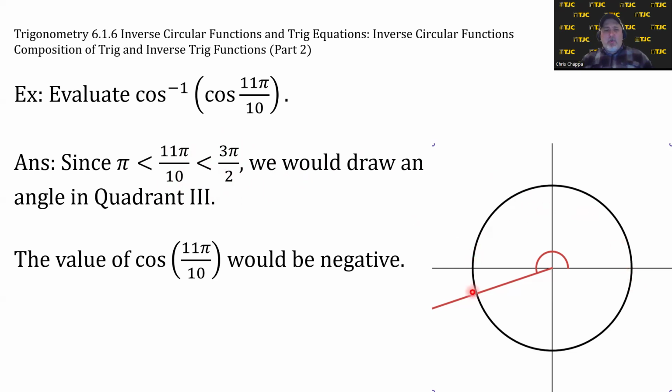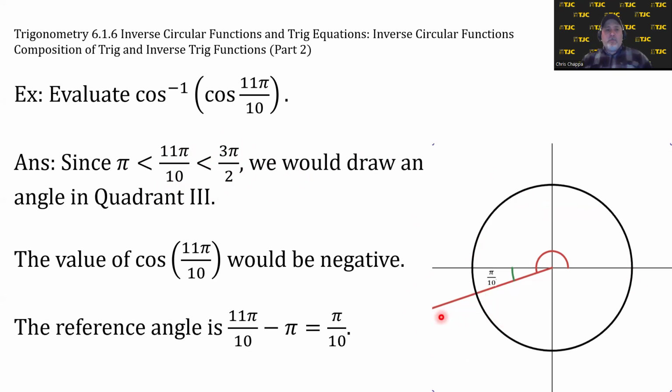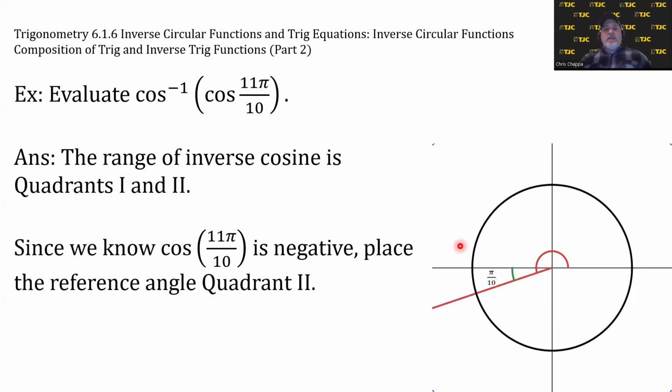And if we were to draw an angle in quadrant 3, the value of cosine would be negative. That's important. Now, what's the reference angle? Well, the reference angle is 11 pi over 10 minus pi, which is the semicircle, leaving pi over 10 as the reference angle in quadrant 3. But which quadrant can cosine inverse give us values for? Well, the range of inverse cosine is quadrants 1 and 2, the top two quadrants. And since we know cosine of 11 pi over 10 is negative, then we need to go in a quadrant where cosine is negative, and that would be quadrant 2.